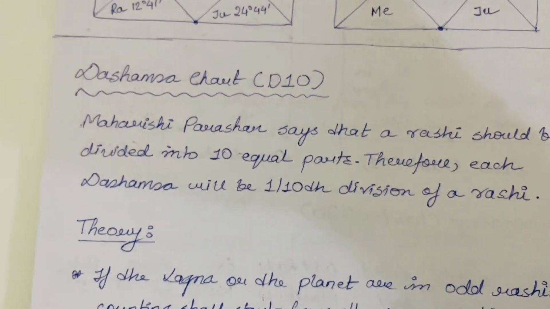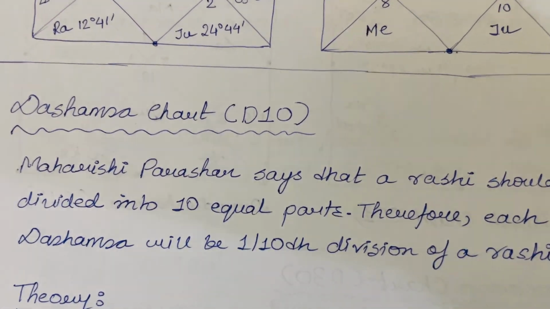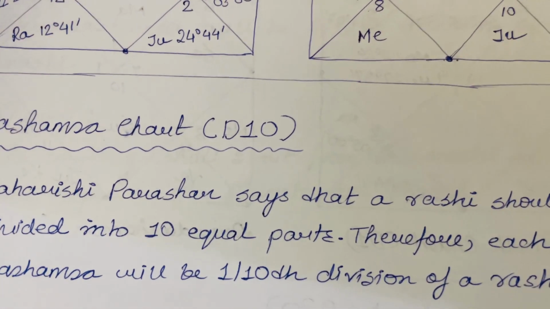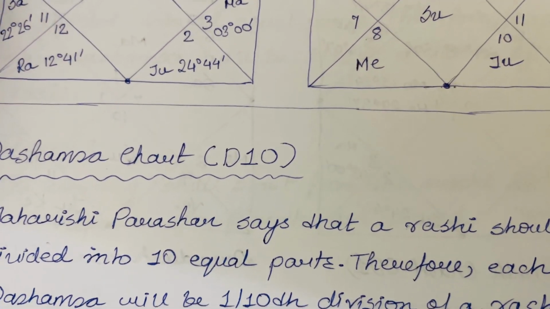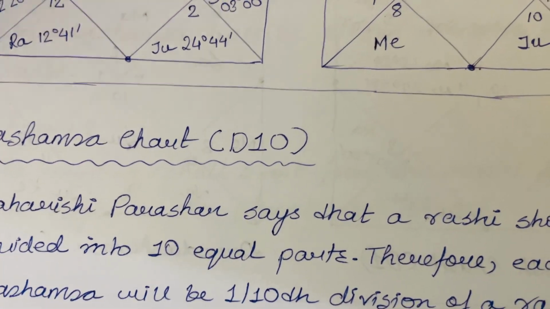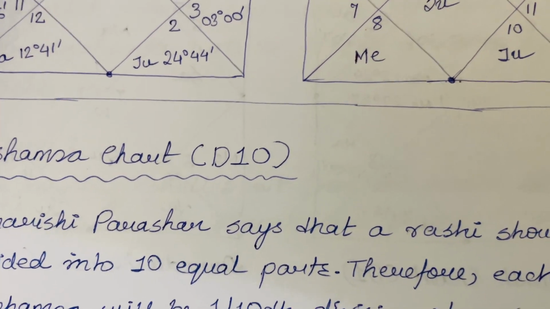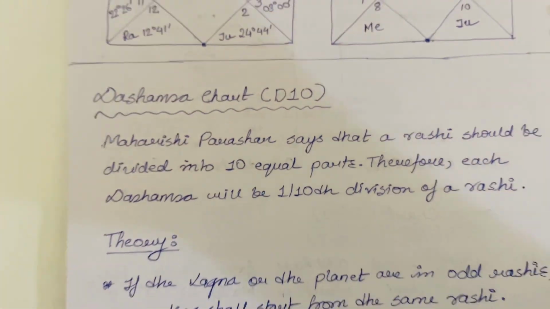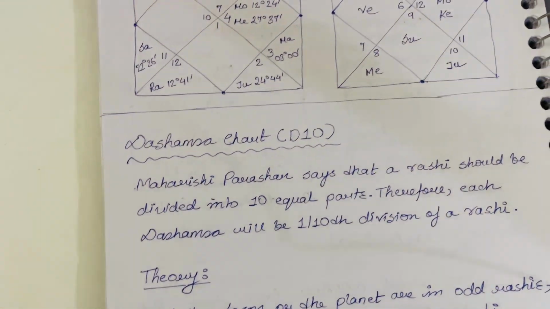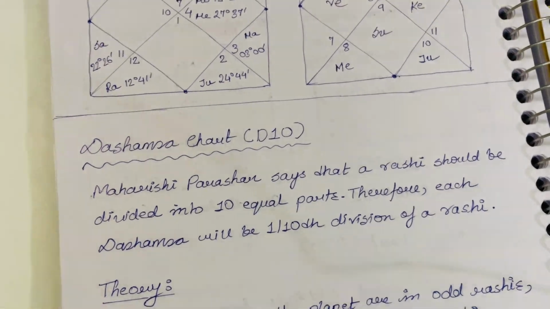All of the Varga charts you are able to create from the birth chart of the same birth details: 31st of August 2024, 11:25 a.m. IST, Delhi birth. So this is how you need to proceed. This is how you need to move forward whenever birth details come to you.